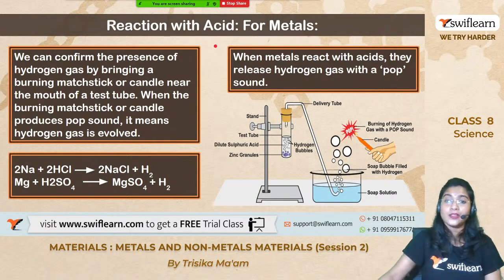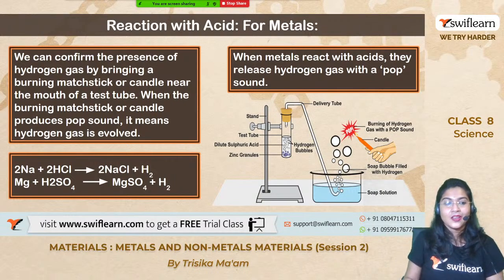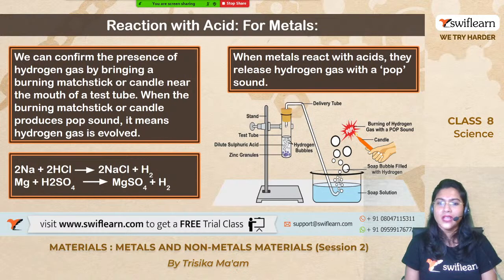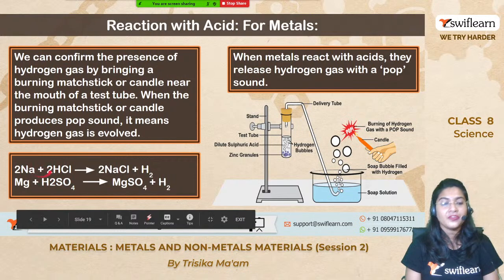Now we will see how the different metals and non-metals react with acid. First we will see how metals react with acid. Do you know that when metals react with acid, they form hydrogen gas? There are certain reactions shown over here. Just look at this reaction. When sodium reacts with hydrochloric acid, it forms NaCl, the salt, you already know that, and hydrogen gas. And when magnesium reacts with sulfuric acid, H2SO4, it forms magnesium sulfate, MgSO4, and hydrogen gas.